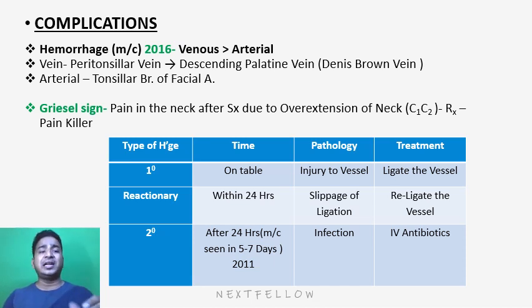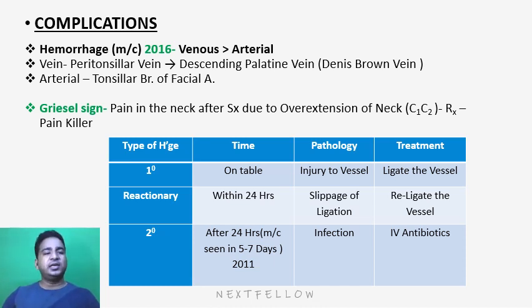Now what is the vein that is most commonly injured? That is the peritonsillar vein. Try to remember, beneath the capsule there was a vein running. That is the paratonsillar vein or peritonsillar vein. That is the most common vein injured while doing the surgery. And arterial bleeding is also there. That is mainly because of the facial artery branch, the tonsillar branch.